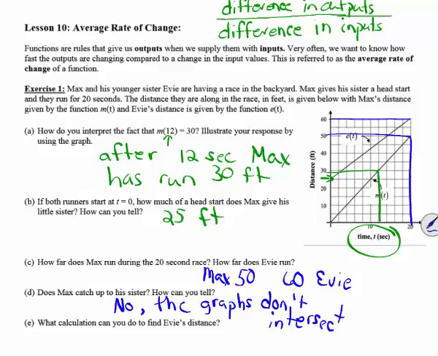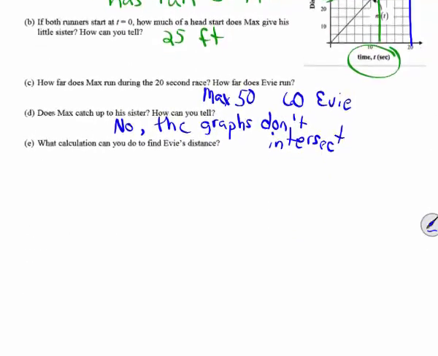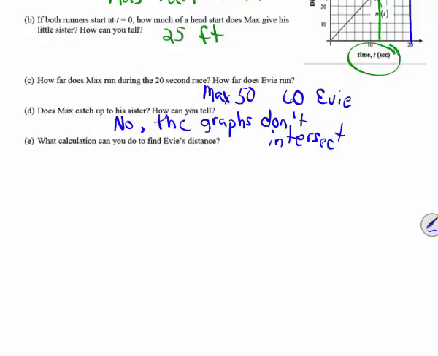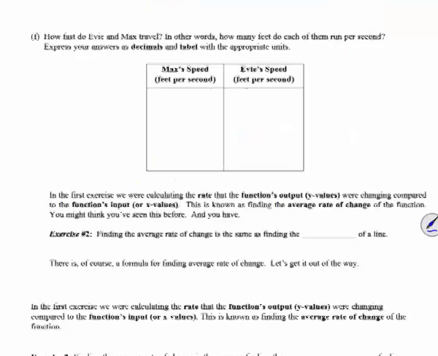What calculation can you do to find Evie's distance? To see how far she ran total, she ran 60, but she had a 25-foot head start. So she really ran 35 feet in the same amount of time. All right, let's see what's next.